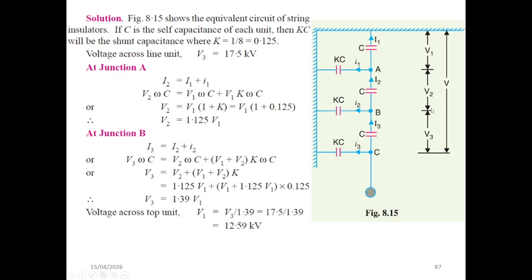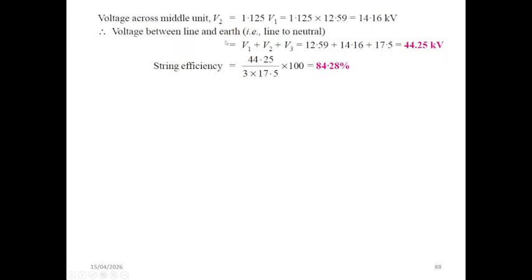V is equal to V1 plus V2 plus V3, and string efficiency also can be calculated based on this equation. So we will have 84.28%. So this result is highlighting that due to non-uniform voltage, again, the string does not utilize all units equally, and the string efficiency has been reduced.